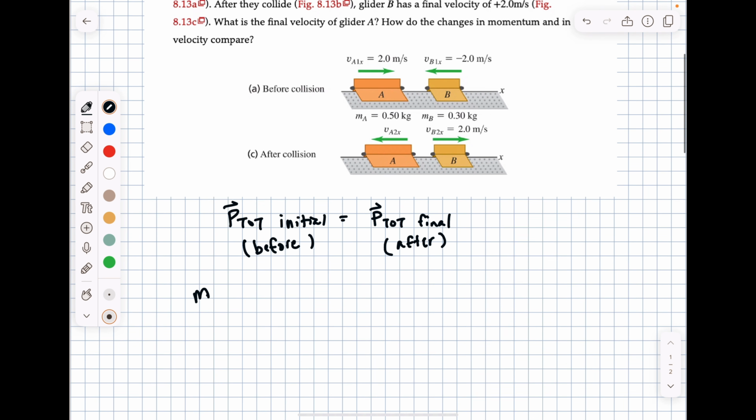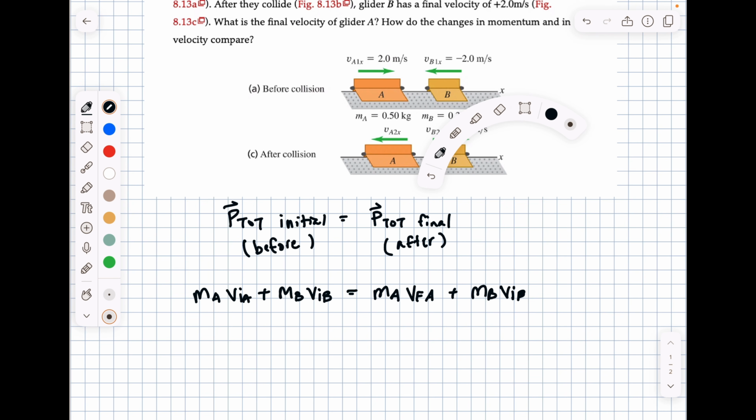So let's go ahead and write out the total momentum, right? Mass A, initial velocity A, mass B, initial velocity B. You know, my subscript naming system might be a little different than yours, and that's okay. This is just how I read it. And this is all one dimension, so I don't need to include any subscripts for X, Y, or Z, right? All the motion is going on in the X direction here.